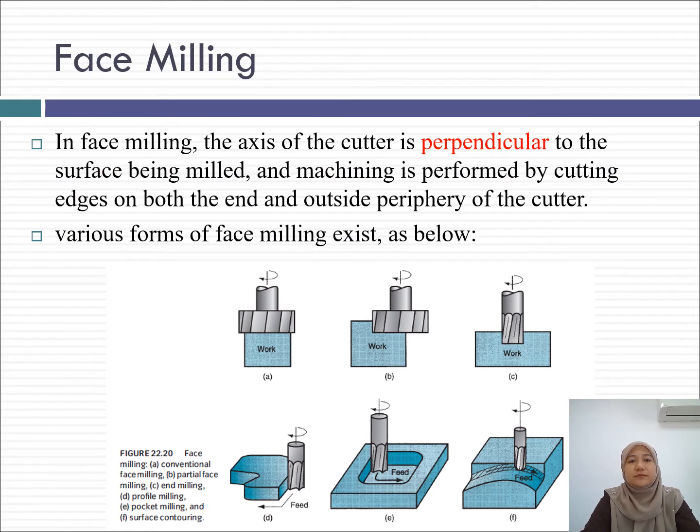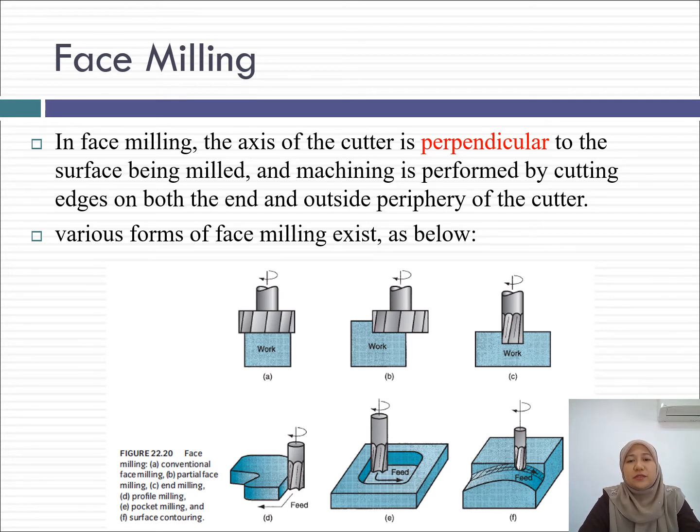Face milling. The axis of the cutter is perpendicular to the surface being milled. Just now was peripheral milling. Now the second type of milling operation is called face milling. Recall that in peripheral milling the cutting tool is in the horizontal position. Now in face milling, the axis of the cutter is perpendicular to the surface being milled, and the machining is performed by cutting edges on both the end and outside periphery of the cutter.